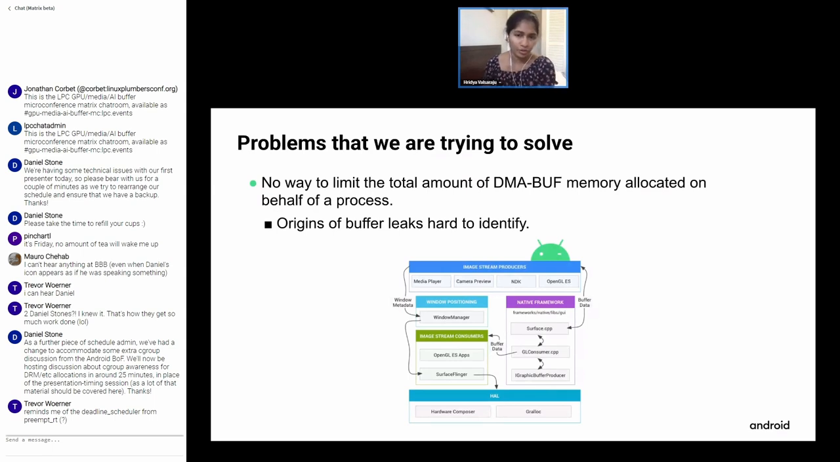Similarly, origins of a buffer leak are also hard to identify. So when we find a leaked DMA buff FD held by a process, due to the shareable nature of DMA buff FDs, sometimes we find it hard to identify why the buffer was allocated in the first place. So these are the problems that we are trying to solve. We would like to know why a DMA buff came into being, and we would also like to set an upper limit on the total amount of DMA buff memory allocated on behalf of a process.